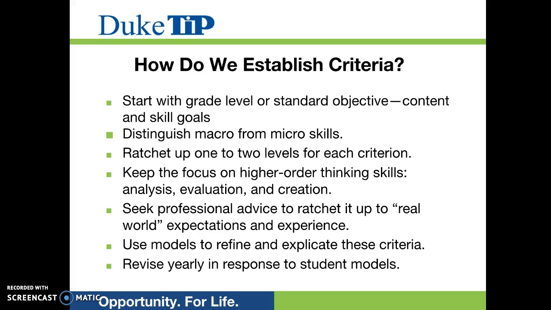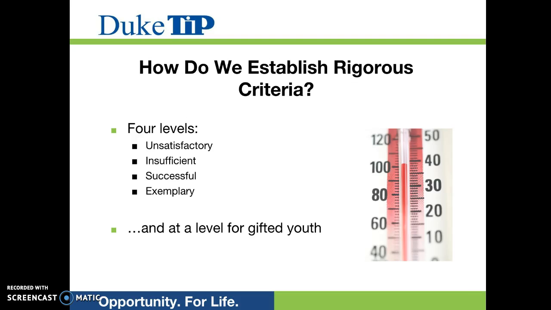Start with grade level standards, start with the colleagues, Duke TIP staff helping you find some base level standards. Look at what the macro and micro skills for those objectives are. Ratchet up where you can for gifted youth, keeping in mind that if you hang out in the upper levels of Bloom's taxonomy, you're in a good place. Where possible, seek professionals' advice to mirror what's going on in the discipline, and use the models that students generate to refine and explicate these criteria. Revise yearly whenever you can in response to student models. Rubrics are always in process.